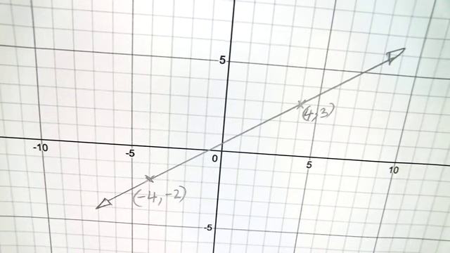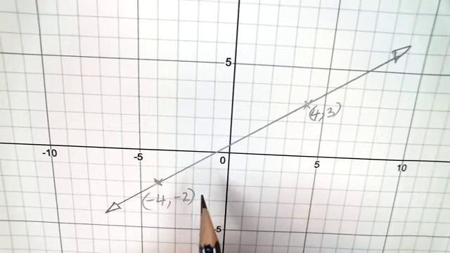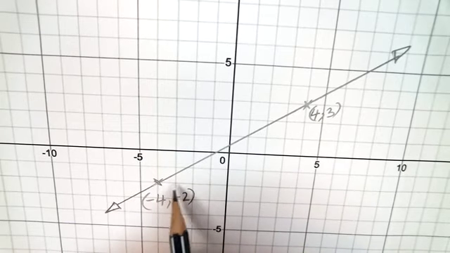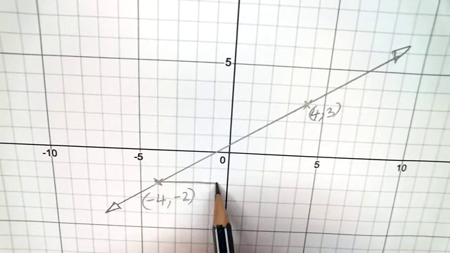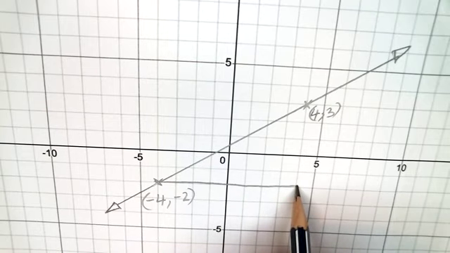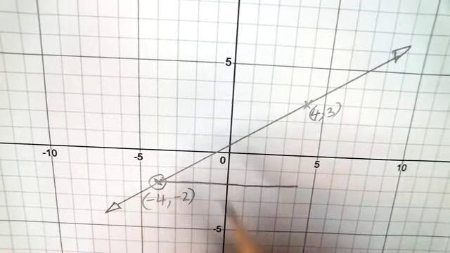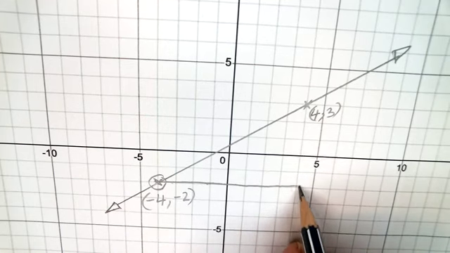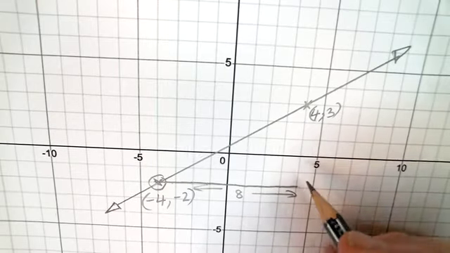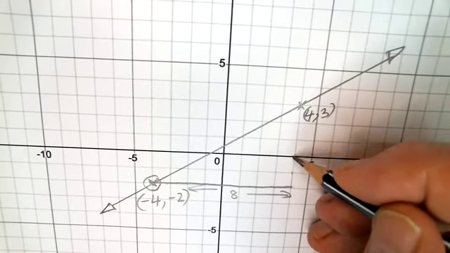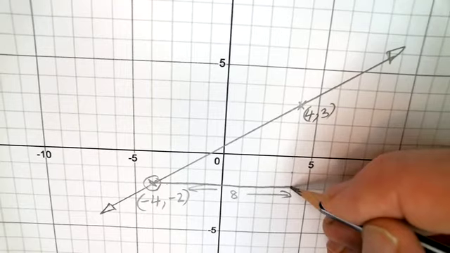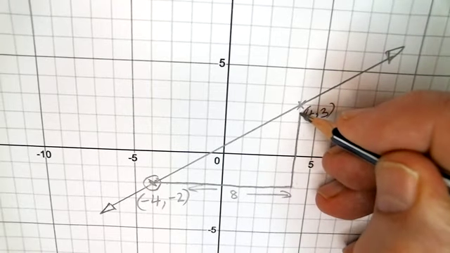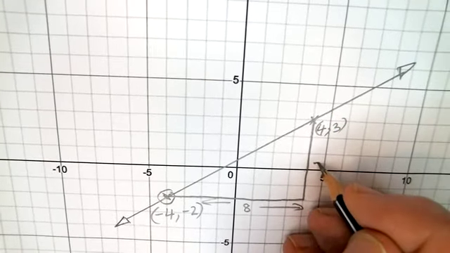And the gradient's nice and simple to find, because all we do is see how far along we've had to travel here. We always start at the leftmost point. We go along. We've got 1, 2, 3, 4, 5, 6, 7, 8. This is 8 along. And here we've gone 1, 2, 3, 4, 5 up. Okay, fantastic. So this is 5 up.